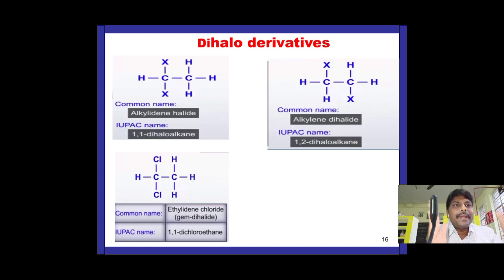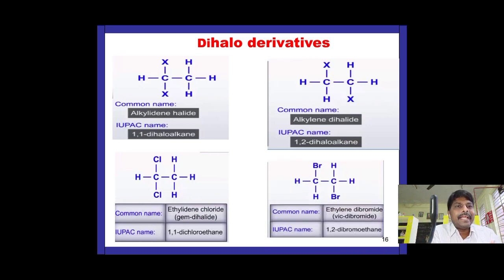Another variety is where 2 halogens are present on adjacent carbons, 1, 2, alpha, beta, adjacent. What is the common name? Alkylene dihalide or 1,2-dihaloalkane. What is the common name? Ethylene dibromide. Geminal, vicinal. In geminal, 2 halogens are present on the same carbon. Geminal means twins. Vicinal means adjacent. What is the IUPAC name?